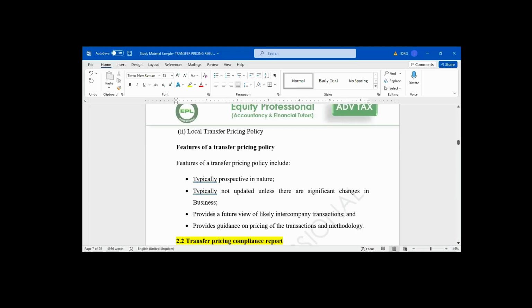Another feature of transfer pricing policy is they provide guidance on pricing of transactions and their methodology. These are the features of transfer pricing policy.